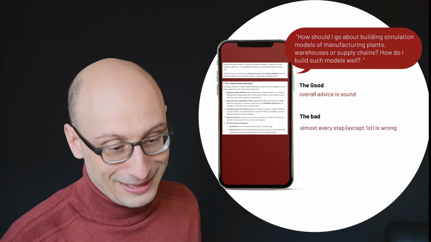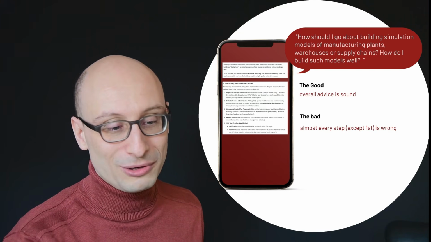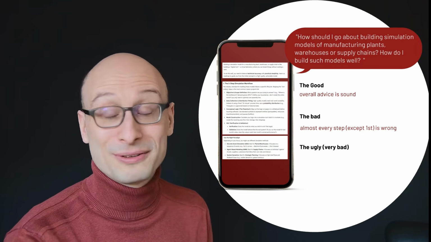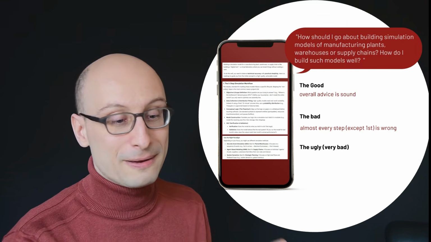So, man, again, wrong, wronger, wrongest. What can I say? Everything here is wrong. Again, as a beginner, you'd have no idea about this. And then it gets worse.